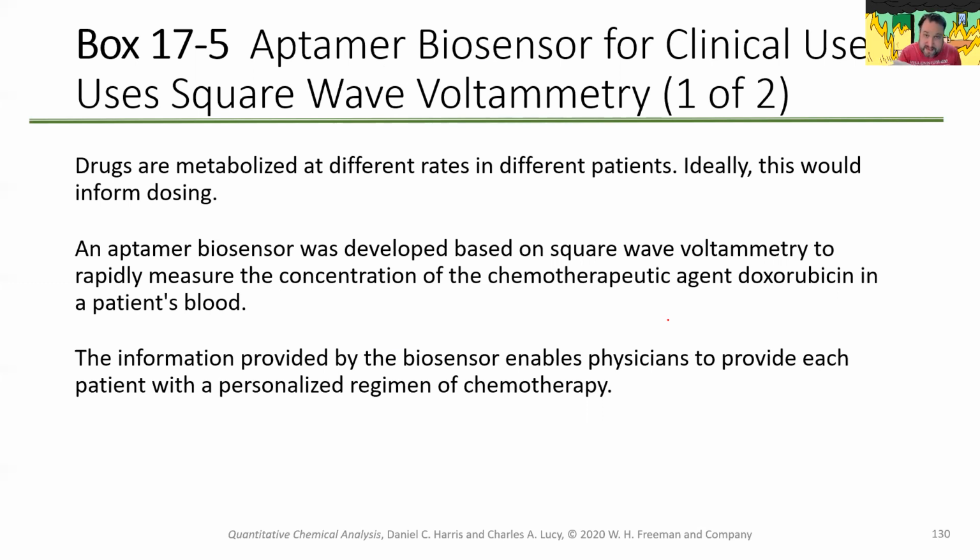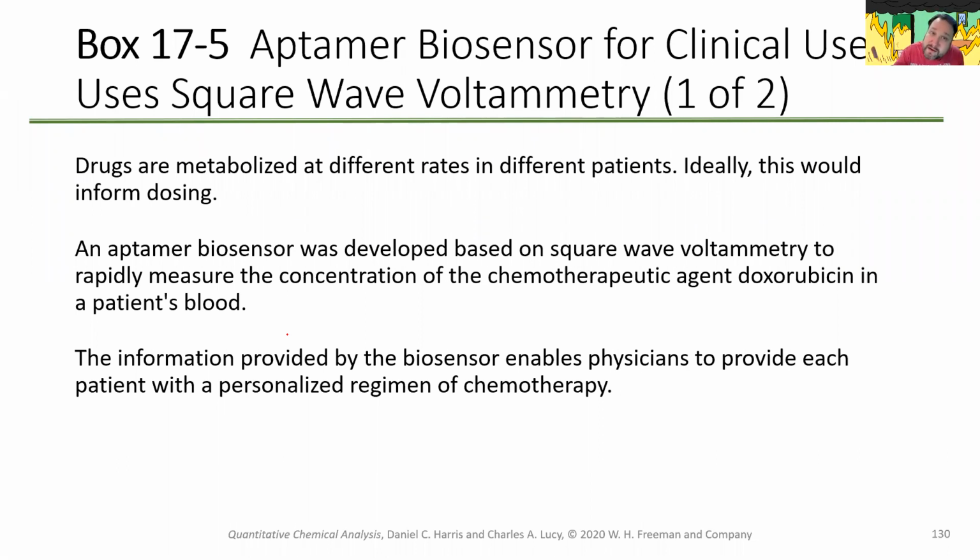When you get drugs, they're metabolized at different rates in different people. So if I take aspirin, it's going to go through my body differently than it would through somebody else's. Ideally, this would inform how much you need to give an individual. So they have developed an aptamer biosensor that's going to work on this differential or square wave voltammetry to rapidly measure the concentration of doxorubicin in somebody's blood. Information provided by the biosensor lets physicians provide each patient with a personalized schedule for their drugs. So if they see that this is getting eliminated really rapidly, then they can up the dosage.